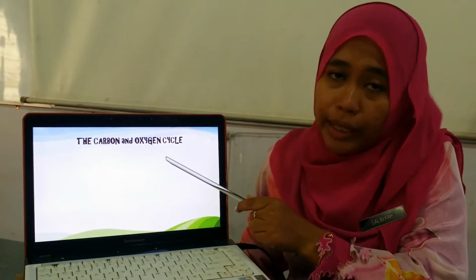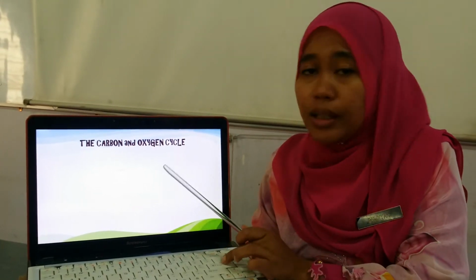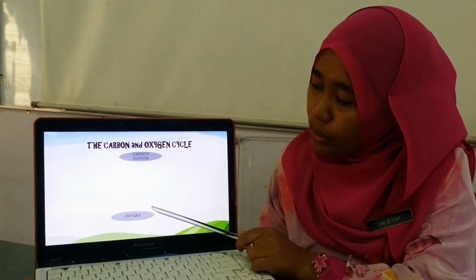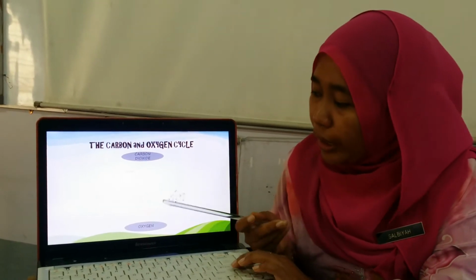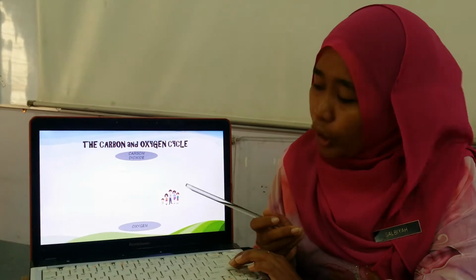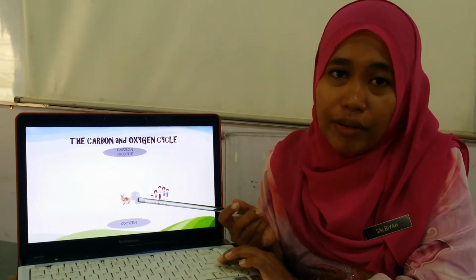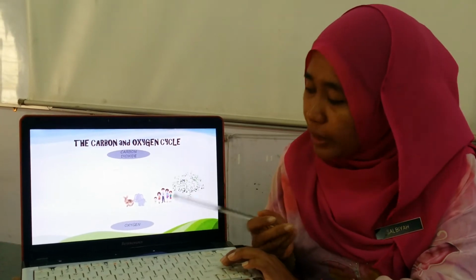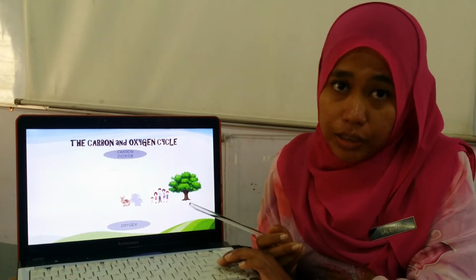Because we are going to look at the carbon and oxygen cycle. So, what is the carbon and oxygen cycle? Basically, it is about the carbon dioxide in the air, and also the oxygen gas in the air. So, in this world, we have us, humans, who live in this world. Second, we have our friends, the elephant, animals, and here a rabbit. So this represents the animals, this one represents humans, and we also have plants. So all of these are living things that live in this world.